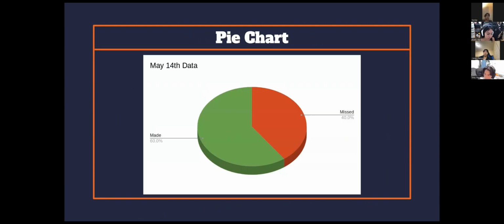So we analyze these probabilities and we put it on a visual representation with a pie chart. As you can see on May 14th, we showed the data. 60%, the green is made shots, and the red is 40% missed free throw shots.